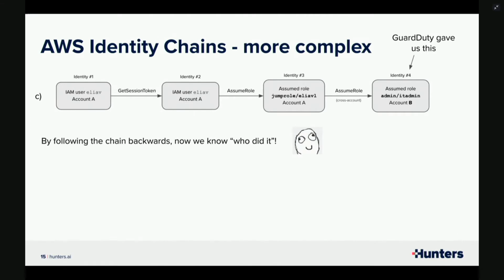So we need to know all these events, and we need to know how to follow them back in the chain by jumping between these different CloudTrail events. And by following the chain backwards, we know who did it. Now there's a larger list of these events. Kinnaird is giving a talk, I think, later today, has a repository with all these events.